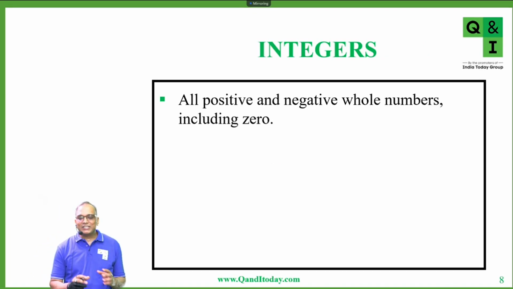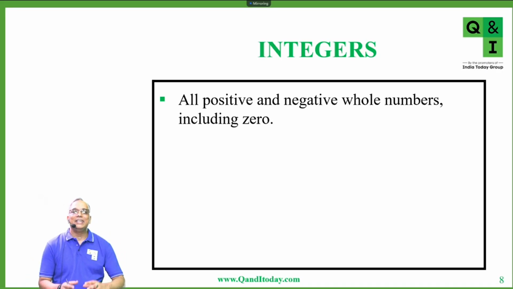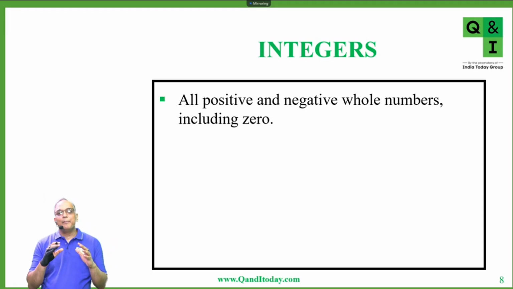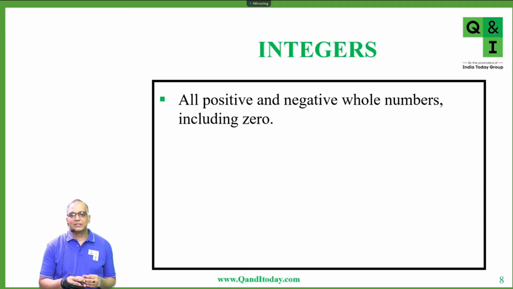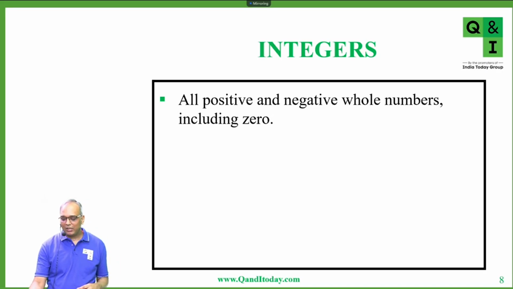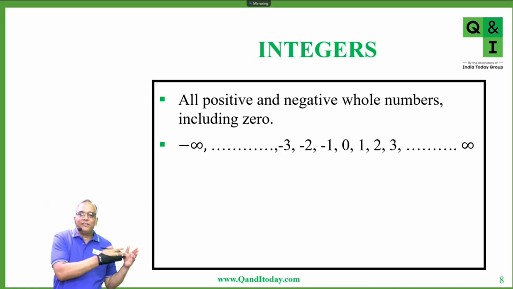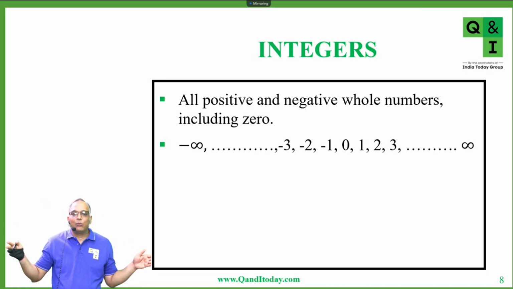Now, all positive and negative whole numbers, including 0, are called integers. So this is a set which is bigger than whole numbers, right? Example, we start with negative infinity. We come to -3, -2, -1, 0, and then we go to positive numbers, +1, +2, +3, and so on up to infinity. So negative infinity to positive infinity, all counting numbers are integers.